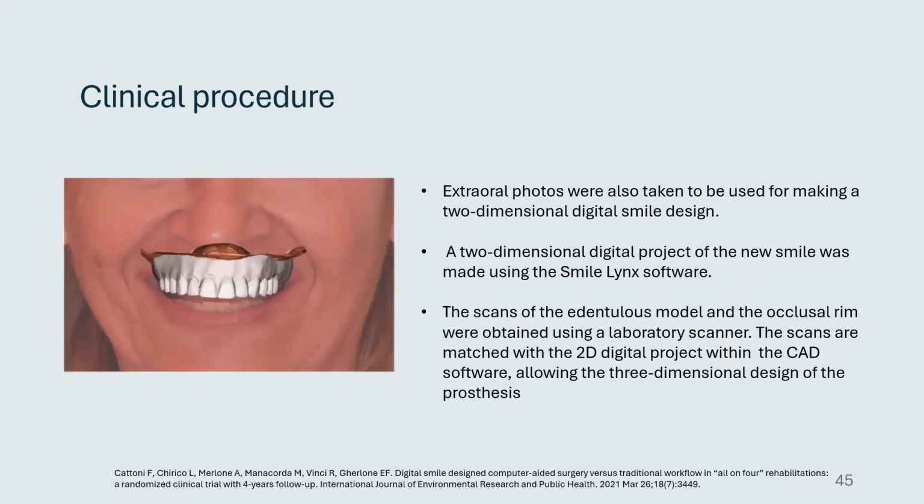They also took extraoral photos with the occlusal rims for digital smile design. And then 2D digital smile design was performed using smile design software. After they finished the smile design, they obtained the cast that they made from the alginate impressions and the occlusal rims, and then they scanned them together, and then they merged the data from these scans with the 2D digital project with the CAD software, and then with this data they designed a provisional restoration for a mock-up.